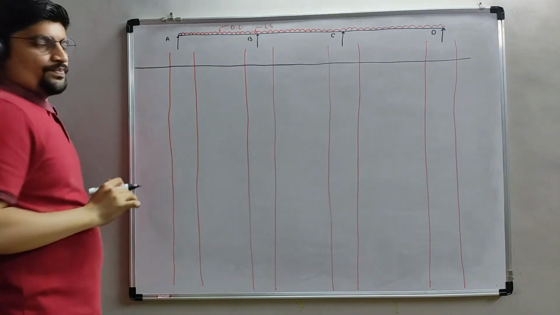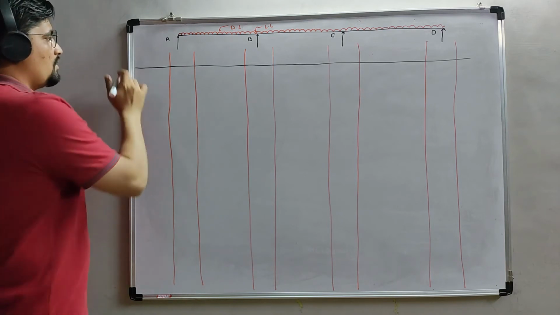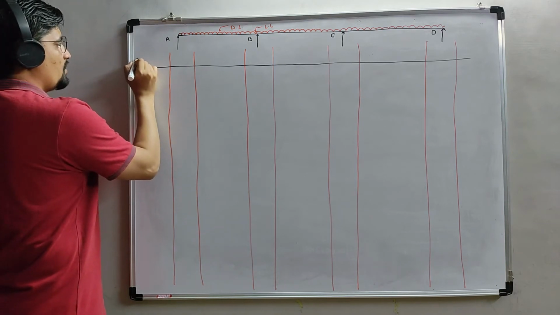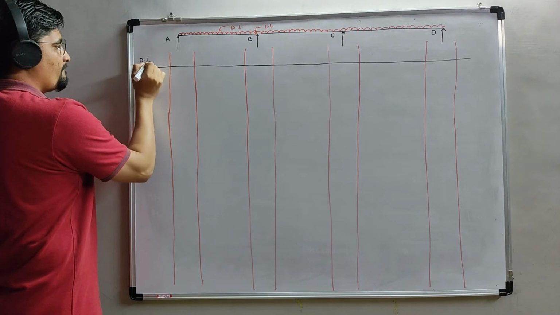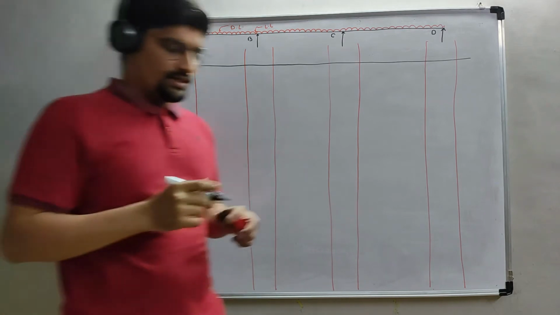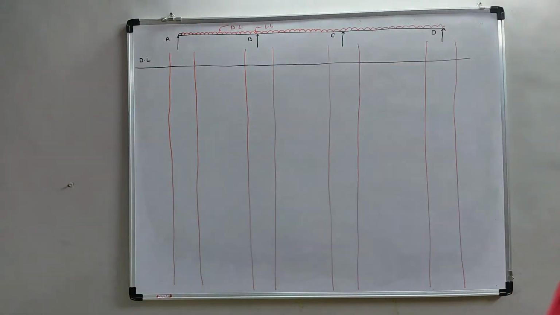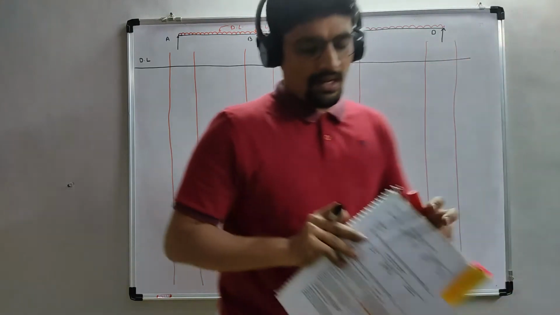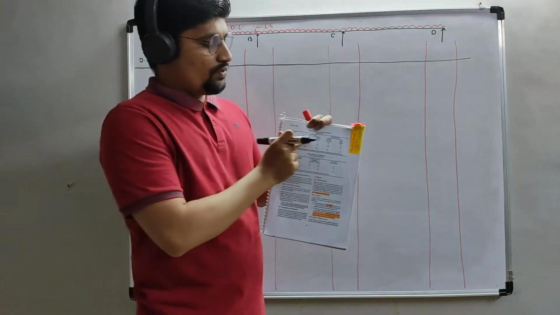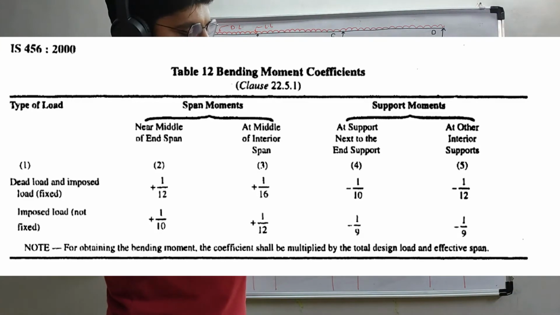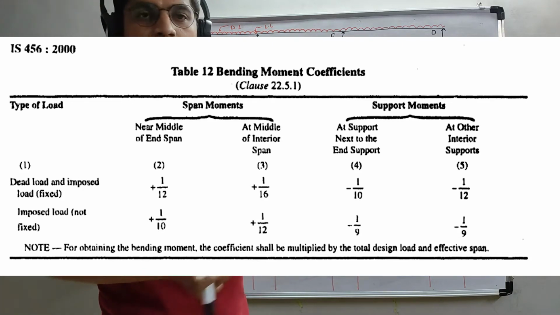In the first row, the coefficient for dead load. Okay, dead load. As is shown here, there are two columns. The first one is showing span moment and the other one is showing support moment.